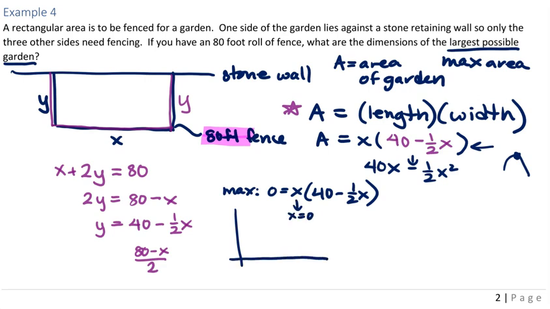So x equals 0 means it crosses at 0, 0. And then 40 minus 1/2 x equals 0. If you solve that, you should get x equals 80. 40 minus half of 80 is 0. Which means it also crosses at x equals 80, and we already know it should be doing something like this.